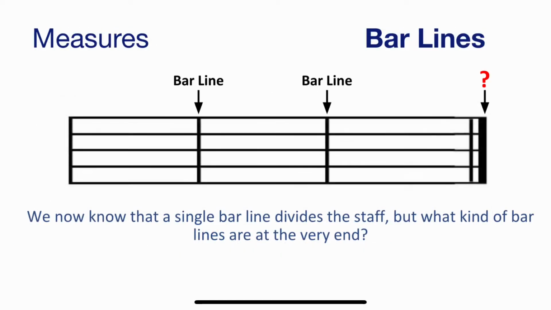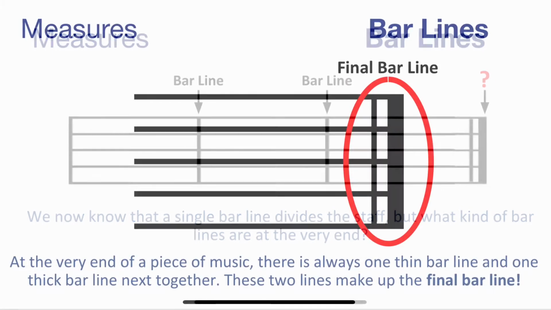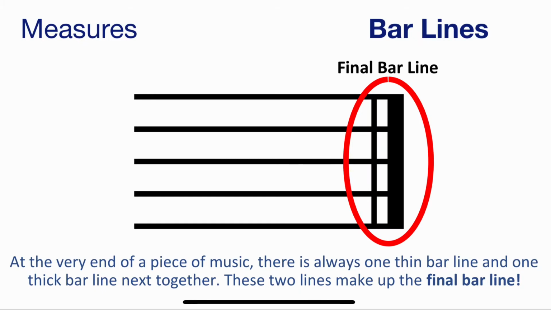But if you look at the staff above, what kind of bar lines could be at the very end? Usually at the very end of a piece of music, there's always one thin bar line and then one thick bar line next together. These 2 lines make up what is called the final bar line. You can see what that final bar line looks like above inside the red circle.